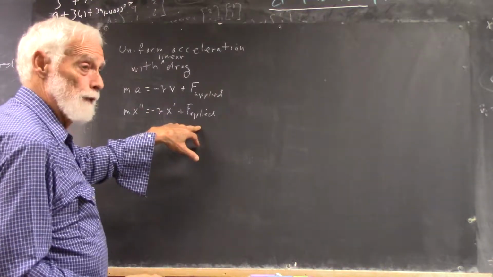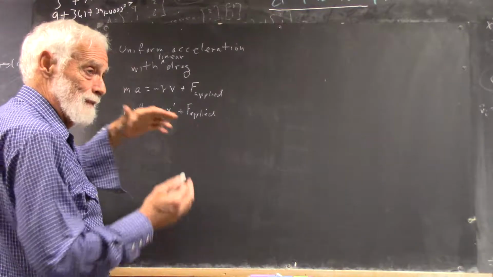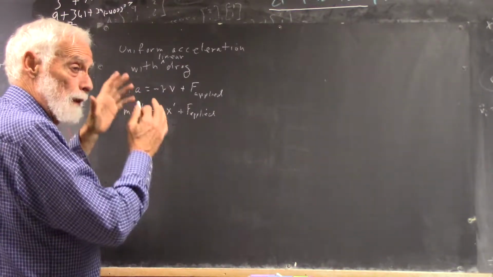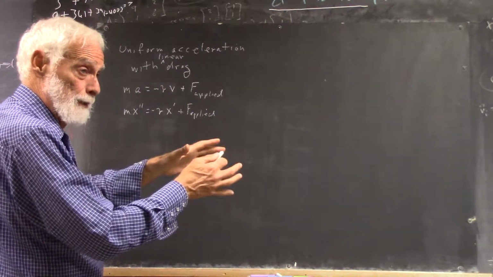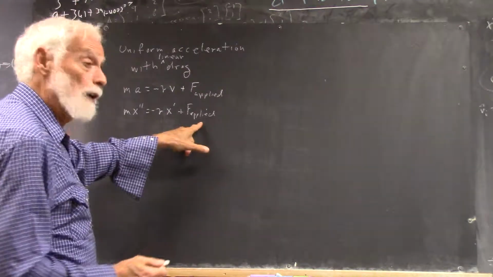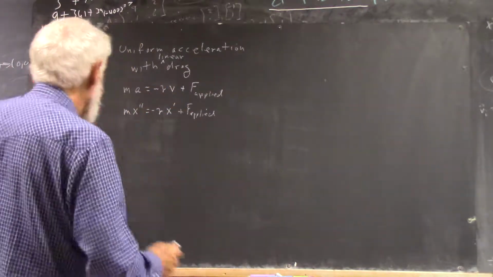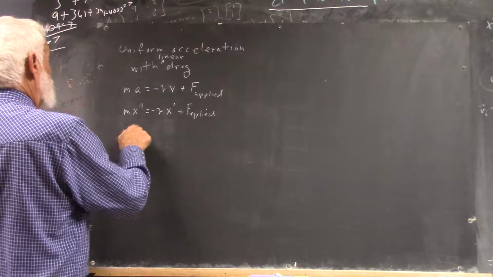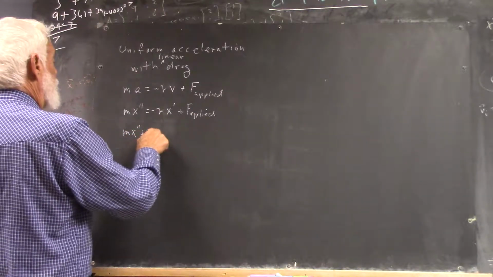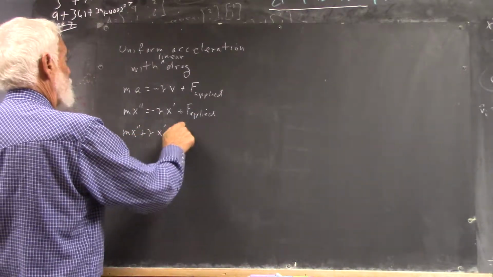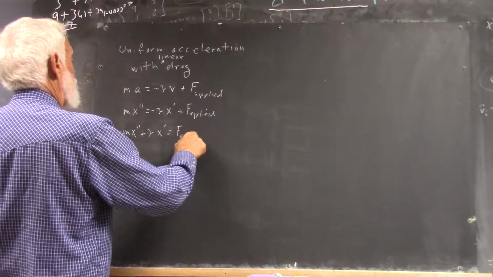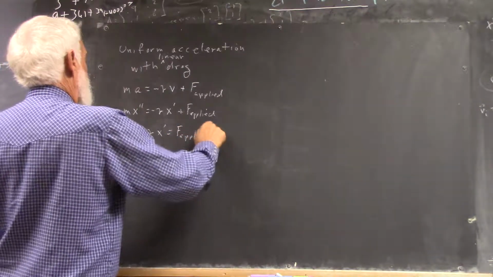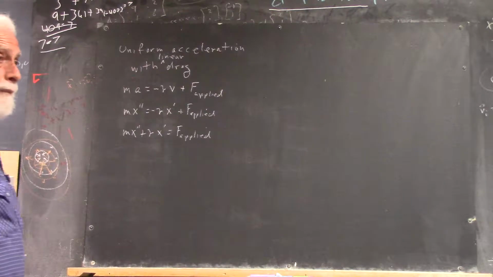Now this part doesn't fit. You know, something times x double prime plus something times x prime plus something times x. So that's a non-homogeneous part. So we can write this as a non-homogeneous equation, m x double prime plus gamma x prime equals F applied. Okay?